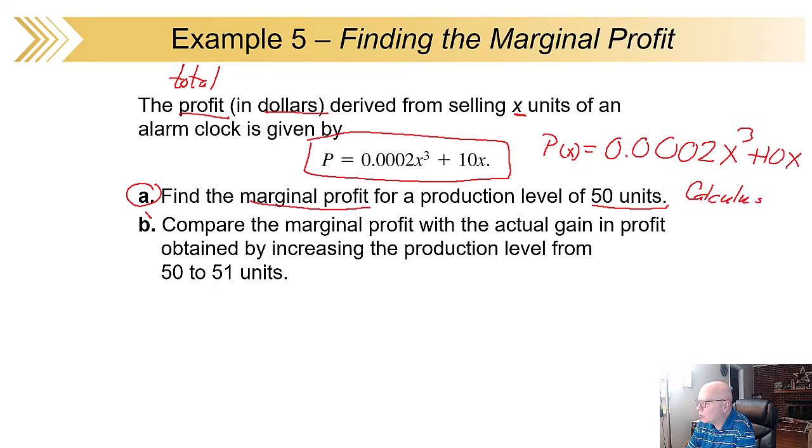Second of all, what we're going to do just for practice and to see what the difference is, we're going to compare that marginal profit with the actual change in profit. Because at 50 units, 50 alarm clocks, when you go to 51 alarm clocks, one more alarm clock, you're going to get a certain amount more profit. Well, there's an exact value.